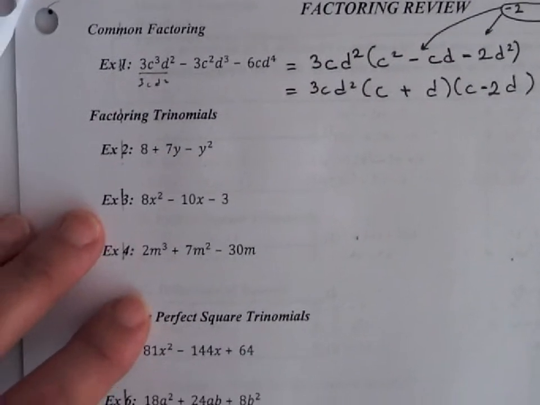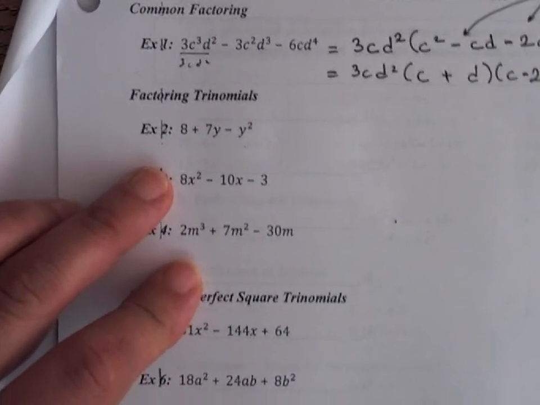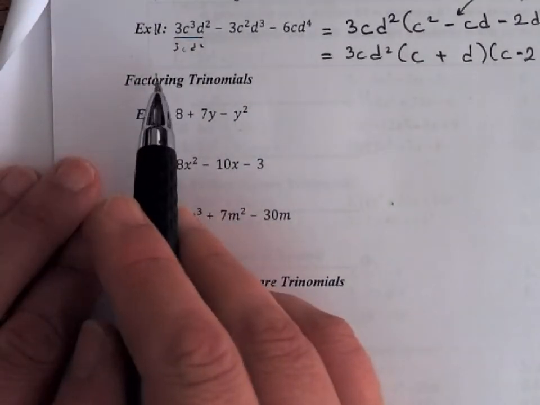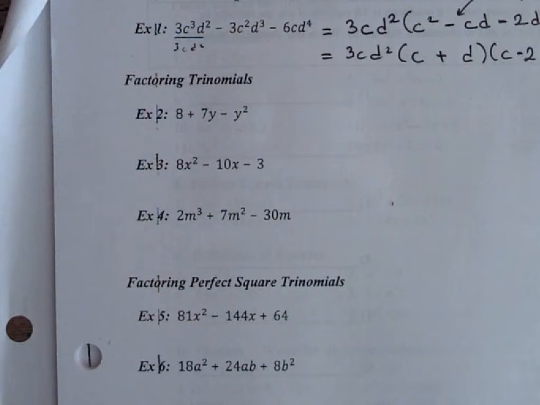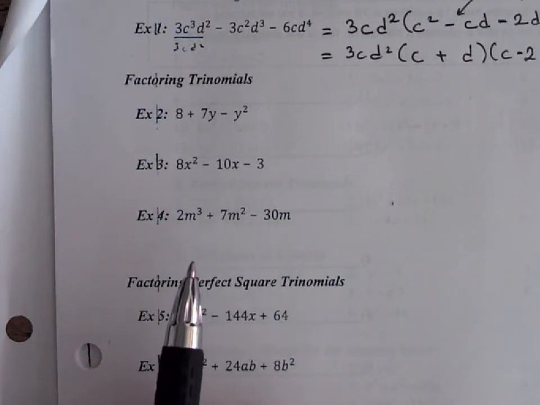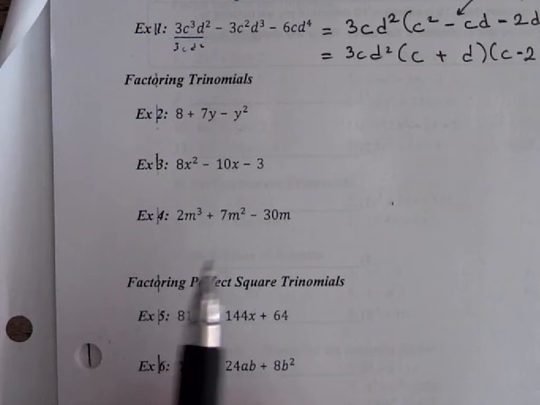Okay, so let's look at the next one. So this is factoring trinomials. Okay, so we try to use the trial and error method for this. That is the shortest way of doing it. I don't know if you learned the decomposition method, but we really prefer to do it using the trial and error method.